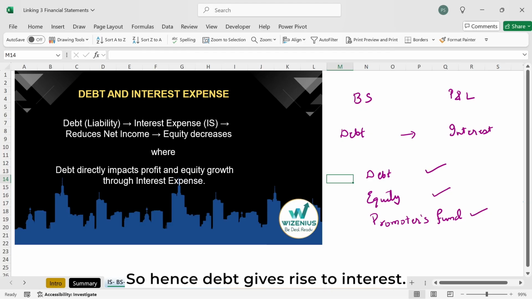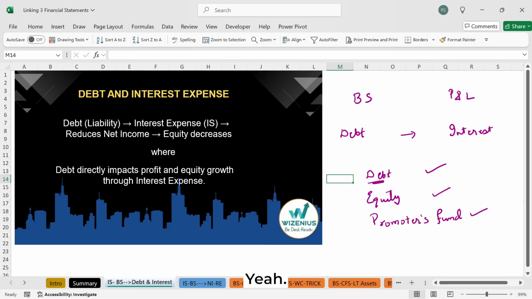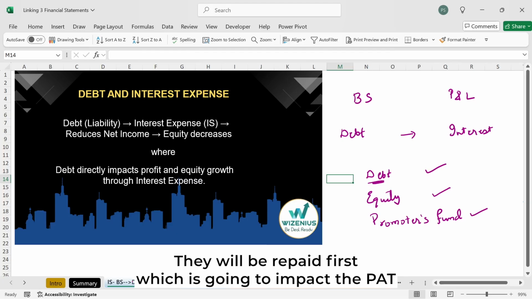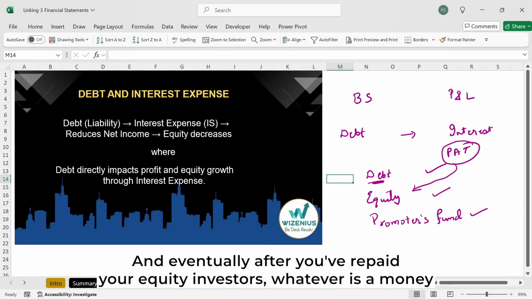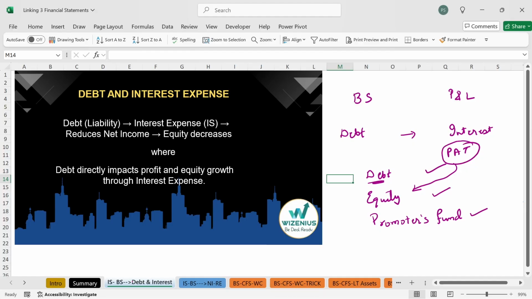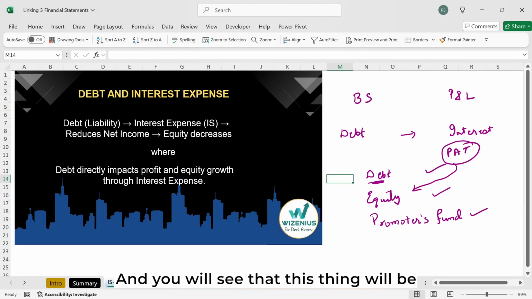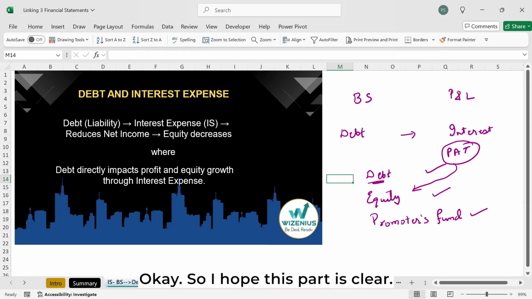So hence debt gives rise to interest. Interest is the returns to your debt investors. Debt investors will be prioritized first, they will be repaid first, which is going to impact the PAT. PAT is something which goes to your equity investors, and eventually after you've repaid your equity investors, whatever is the money remaining goes to your promoters' fund. This is how the cycle moves ahead, and you will see that this rule will be followed in other areas as well. I hope this part is clear.